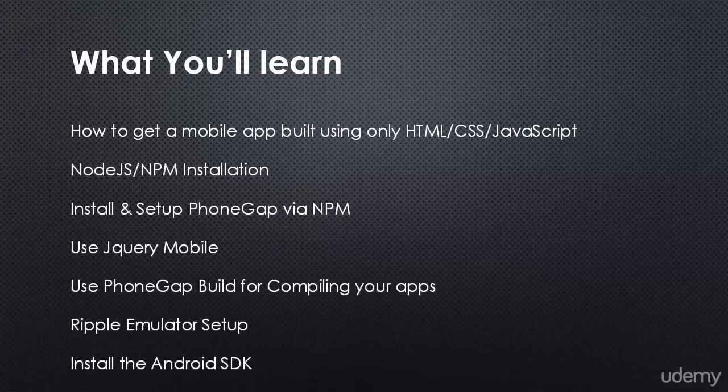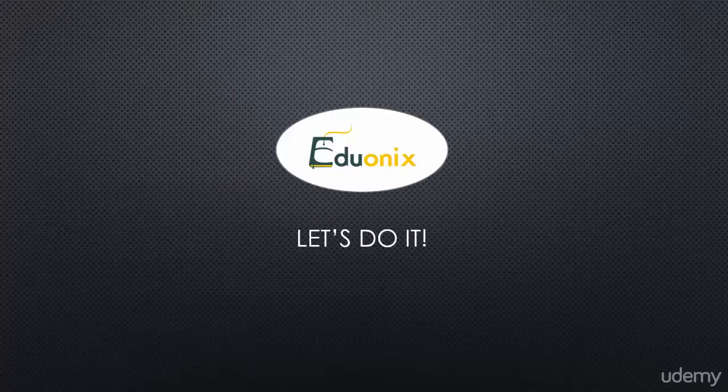So you'll learn how to get a mobile app up and running, using, of course, HTML, CSS, and JavaScript. We'll install Node.js and NPM. We'll install and set up PhoneGap, jQuery Mobile. We'll use PhoneGap Build for compiling your app. We'll also set up Ripple, which is a browser-based emulator, and we'll be using that most of the time. But we'll also set up the Android SDK and the ADB, which is the virtual device for Android. Alright, so that's it, and let's get started.